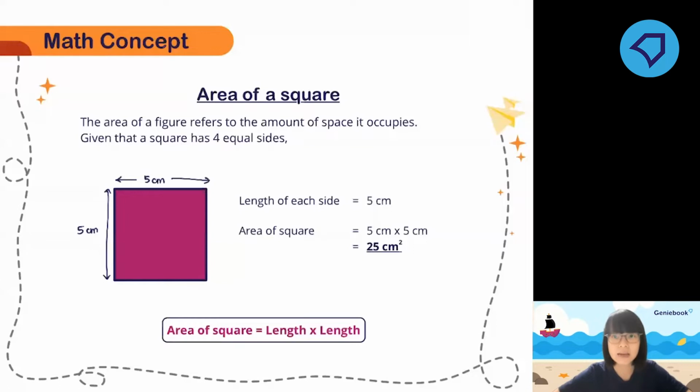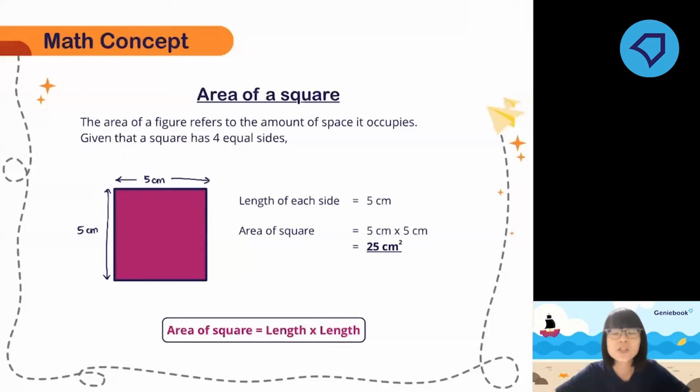Length times length, because we have to cover everything. We are not just covering the 4 sides. We are covering everything inside. So if one line is 5 cm, we are going to drag it all the way down across another 5 cm vertically. So we need to take 5 centimeters times 5 centimeters to give me 25 centimeters squared.